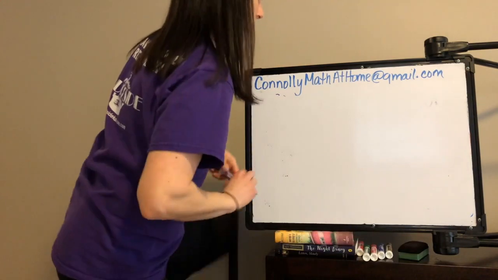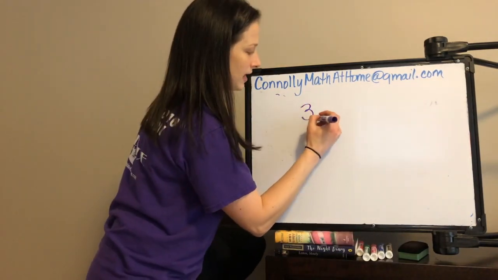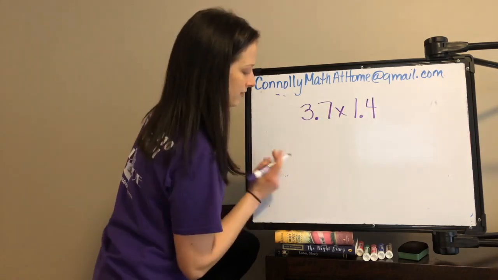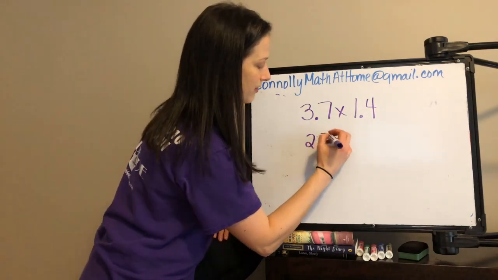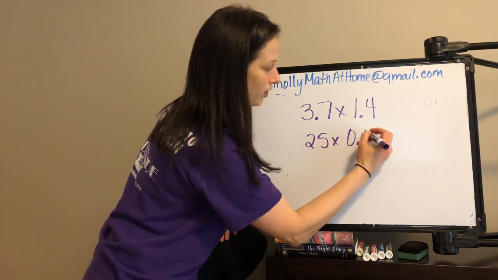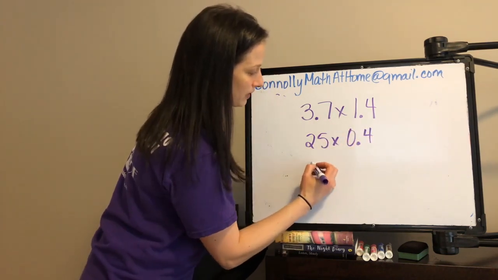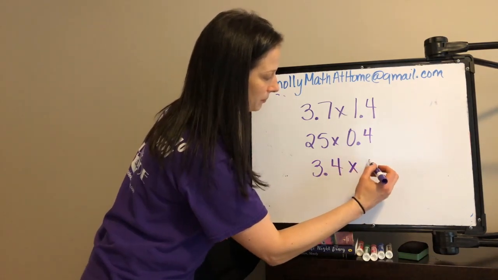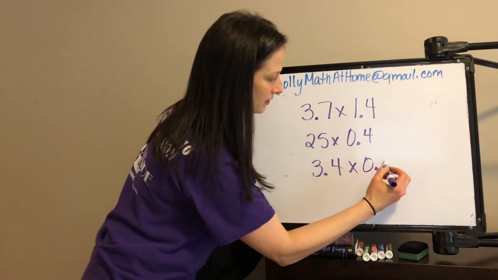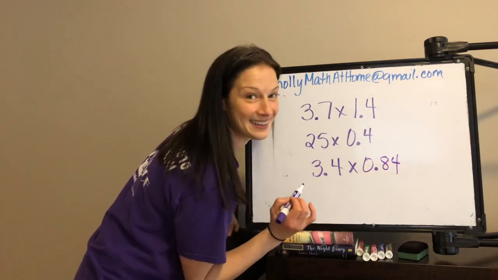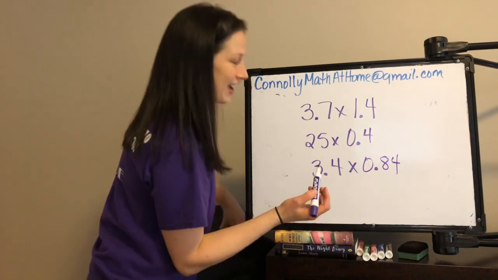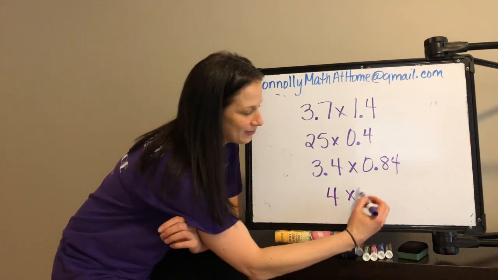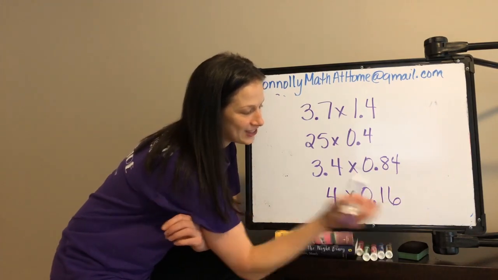All right, I want you doing 3 and 7/10 groups of 1 and 4/10. Okay, estimate first. I want you doing 25 groups of 4/10. I want you doing 3 and 4/10 groups of that one, which is going to be a challenge to you. Okay, I love challenges, it's so exciting. And then finally 4 groups of 1600.